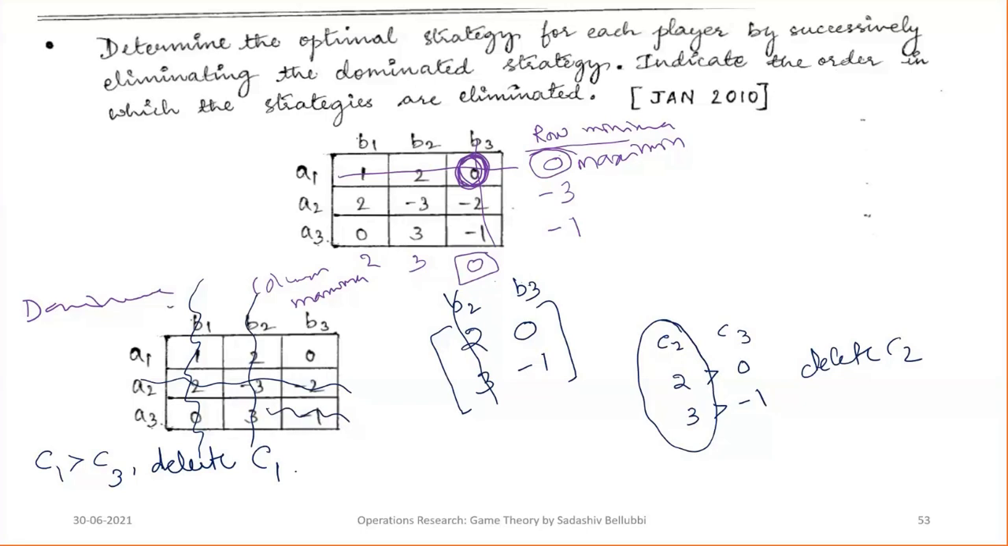And one more thing, once you find the saddle point, if the saddle point is present, that A1, B3 status, the Z value, is 0, no? So that should not be deleted. Under any condition, it won't get deleted. So you are supposed to take that care. This is the way you need to solve the dominance principle.